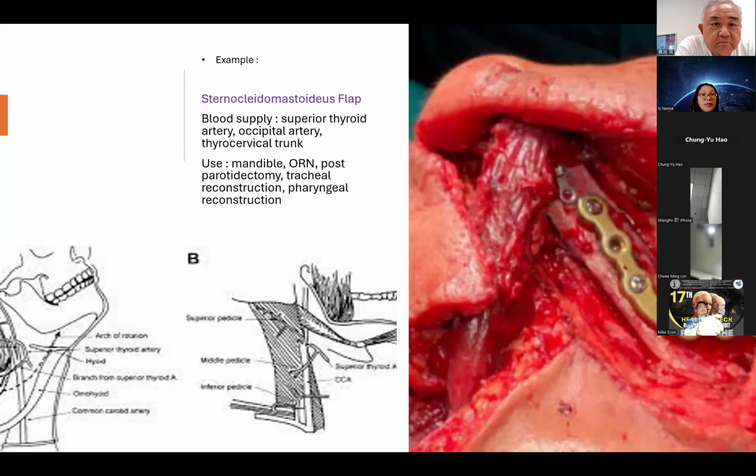We have also the sternocleidomastoid flap. We usually use it for the mandible, for ORN, for post-parotidectomy when you need some kind of soft tissue under the skin. You also can use it for tracheal and pharyngeal reconstruction. Recently, I use it to cover my fibula because I feel that at some point my plate can expose the skin. It makes a very tense pressure. So I try to wrap it with SCM to make the surface a little bit smooth so the skin won't be exposed by the plate.